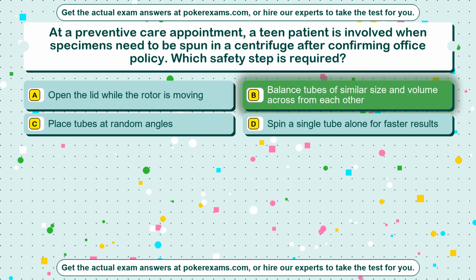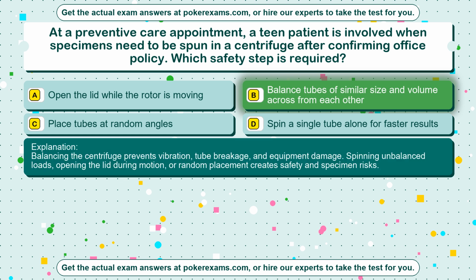The correct answer is option B. Balance tubes of similar size and volume across from each other. Balancing the centrifuge prevents vibration, tube breakage, and equipment damage. Spinning unbalanced loads, opening the lid during motion, or random placement creates safety and specimen risks.